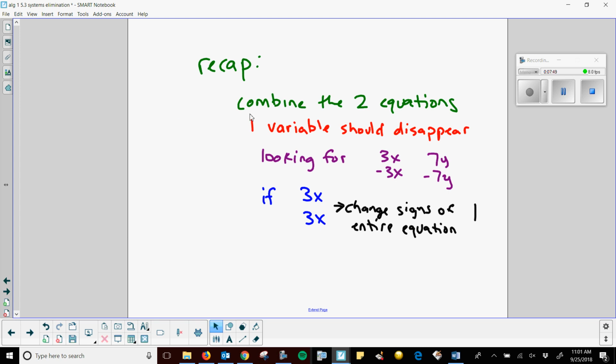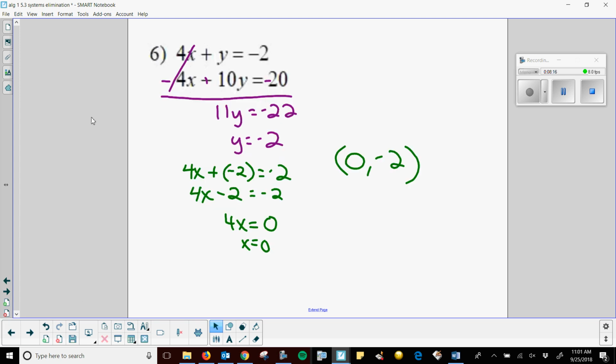So here's our recap. We are trying to combine the two equations. One variable should disappear. We're looking for same variable, same number, and opposite signs. That's the only way these are going to disappear. 3 and 3 makes 6, but 3 and -3 makes 0. 7 and -7, 10 and -10, whatever. If we have 3 and 3, all we have to do is change the signs of one of these equations. It's got to be all the way across. We cannot just say, oh, I'm going to change that one, but not both of those, and think that everything's okay.